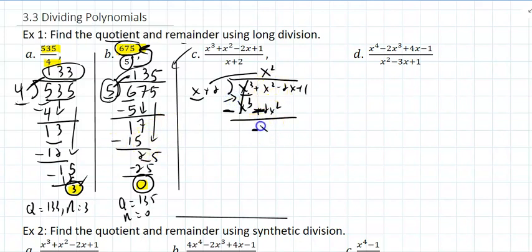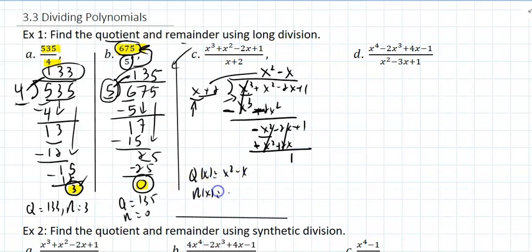And if I add those, that's negative x squared minus 2x plus 1. Negative x squared divided by positive x is negative x. Multiply negative x by those two. Negative x squared minus 2x. Subtract. So the quotient is x squared minus x, and the remainder is a 1. That indicates that x plus 2 is not one of the factors of that polynomial.